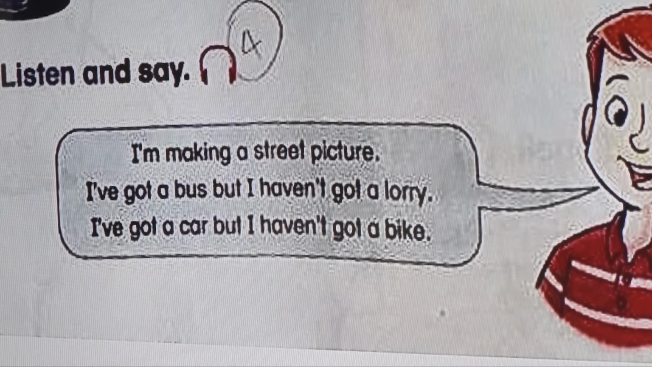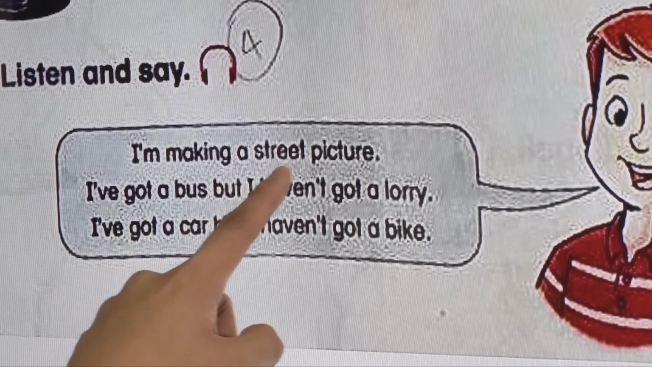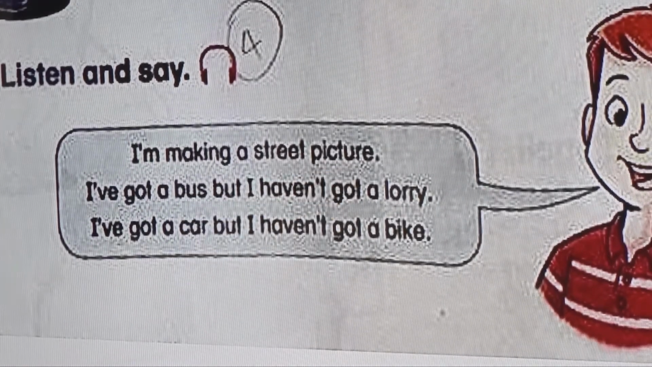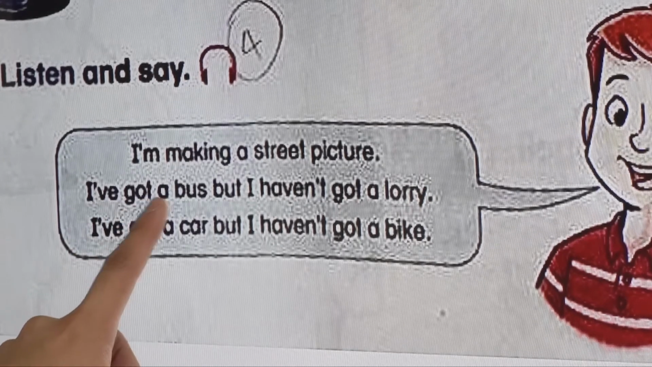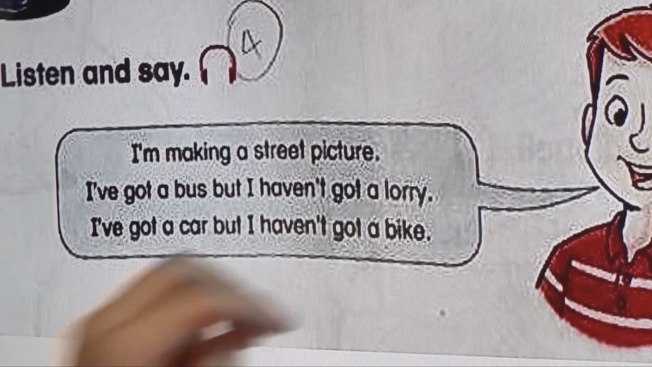Alright, so he read it quite fast. Now let's try to read it slowly, okay? I'm making a street picture. Alright, let's try to read it quicker. I'm making a street picture. Alright, for number 2. I've got a bus, but I haven't got a lorry.